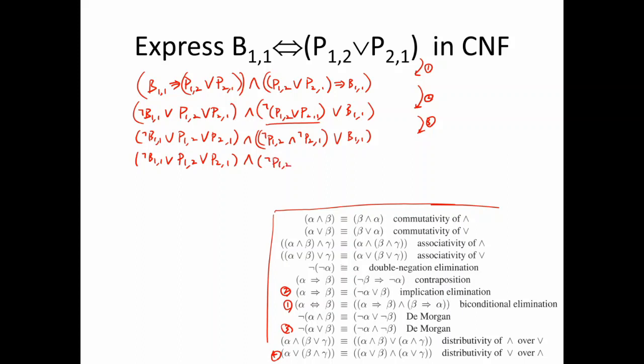Not P12 or B11 and not P21 or B11. And then we're done. So we have a conjunction of disjunctions.